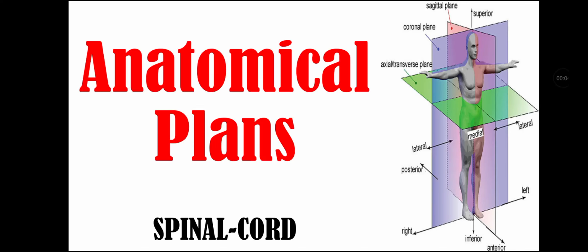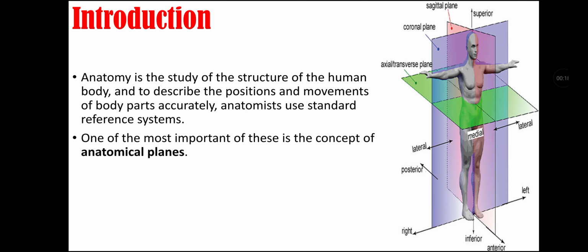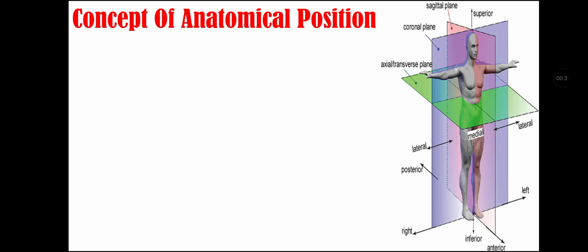Today we are going to talk about anatomical planes. So let's start our topic with introduction. Anatomy is the study of the structure of the human body, and to describe the position and movements of body parts accurately, anatomists use a standard reference system. One of the most important of these systems is the concept of anatomical planes. These planes are imaginary flat surfaces that divide the body into different sections, allowing healthcare professionals and students to describe locations, relationships, and movements with precision.